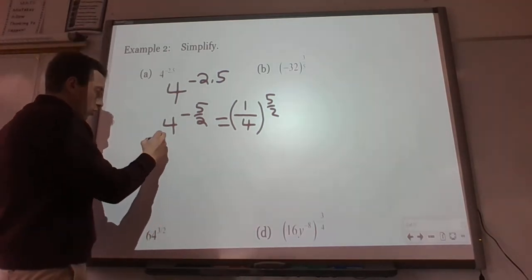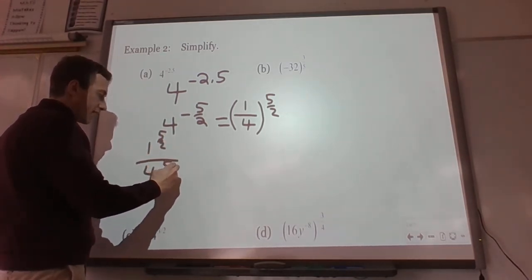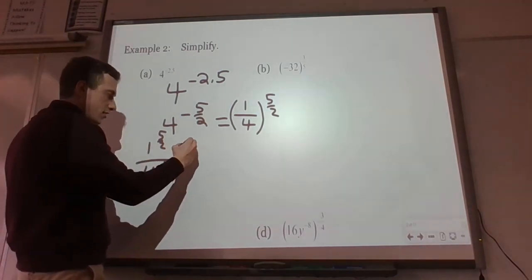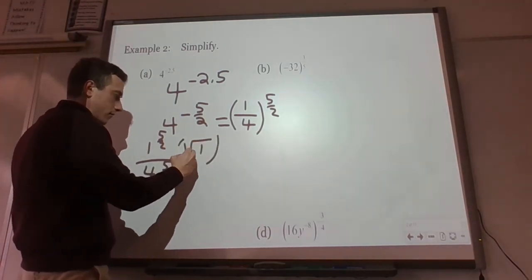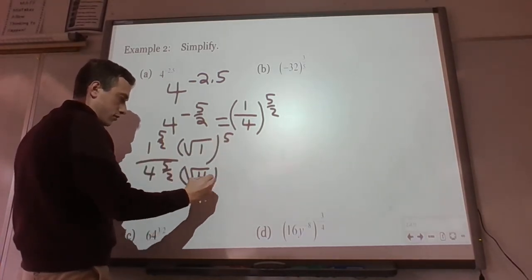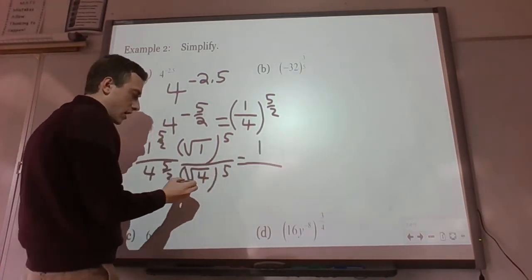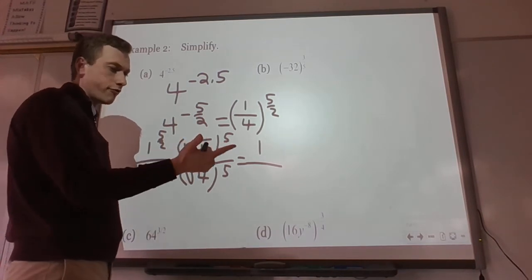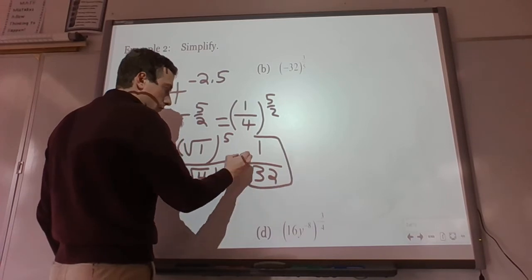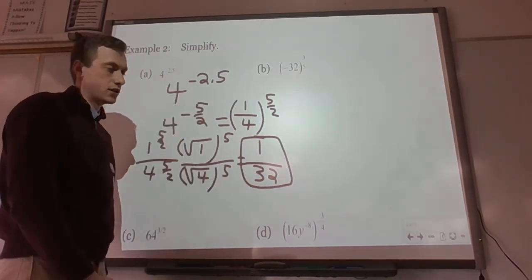Which would be 1 to the 5/2 divided by 4 to the 5/2. And then we can think of that as the square root of 1 to the 5th and the square root of 4 to the 5th power. So this would obviously be 1. The square root of 4 is 2. 2, 4, 8, 16, 32. So 4 to the negative 2.5 power would be 1/32.